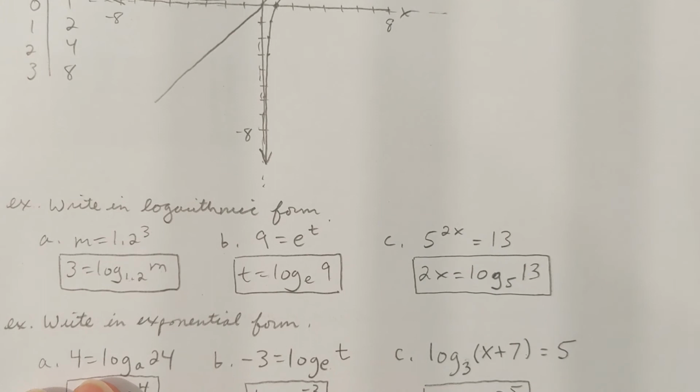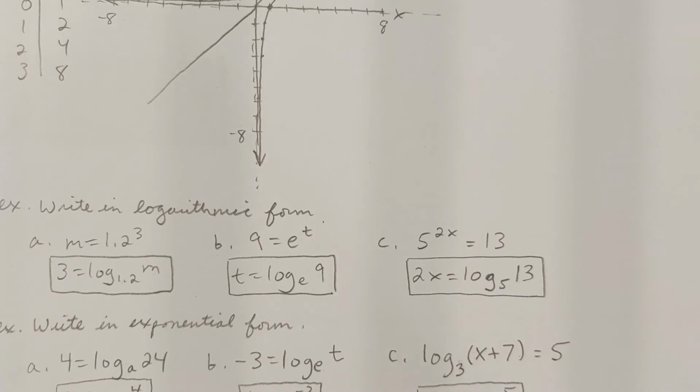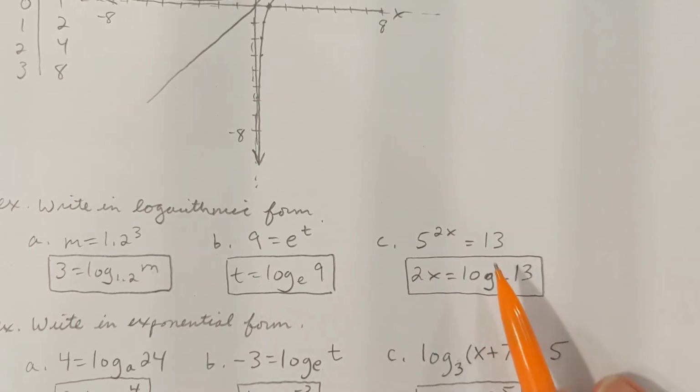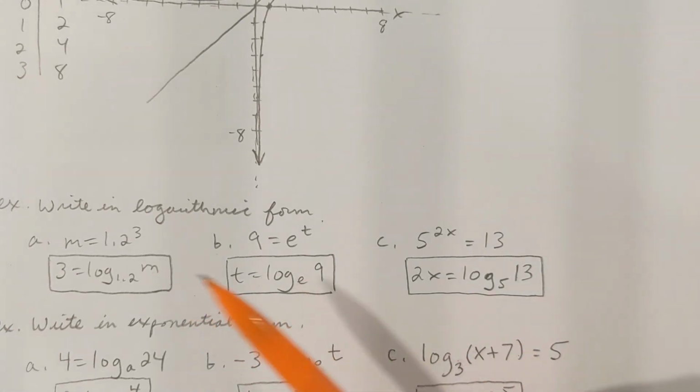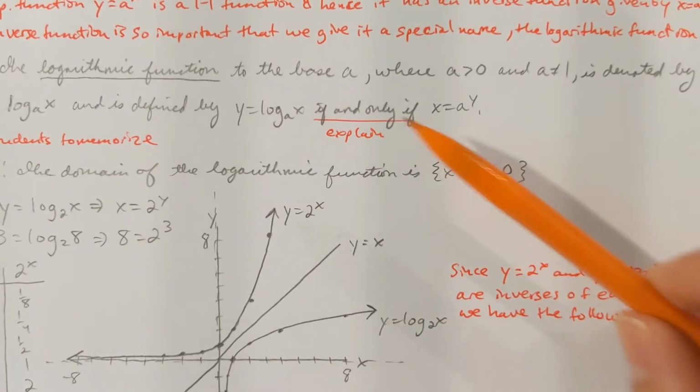Part C, 5 to the 2x equals 13. Okay, that's an exponential form. I want us to rewrite that into a logarithmic form. 2x is the power, so that'd be my y value. That's going to be on one side of the equation in the logarithmic form. 5 is the base, so it's going to be the base of the logarithm. And 13 is my input number, I should say, so that's going to be the number going into the logarithm. 2x equals log base 5 of 13 would be my answer there. Now, I'm not solving for x or doing anything like that. I'm just simply rewriting one form into another form using this definition here.